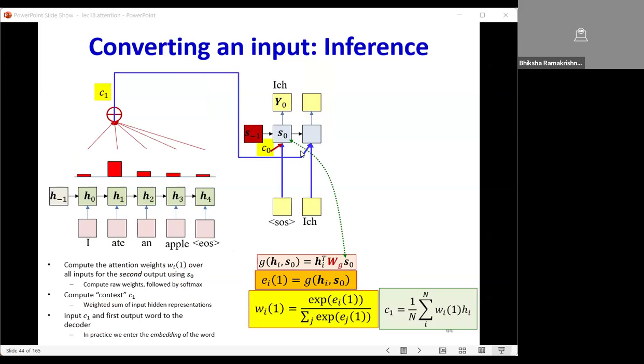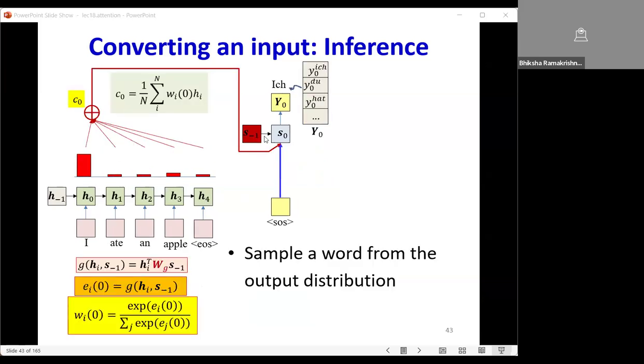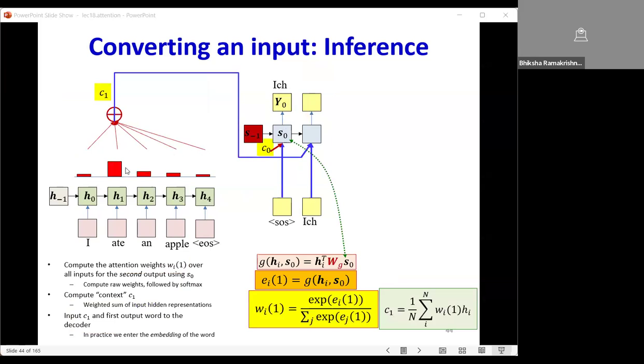Now, when you come to the next output time, you already have S0 available because S0 was computed in the previous time. So now S0 is going to be used along with these H's to compute a matrix inner product, which will give you a raw weight for each one of these terms. Those raw weights, the E's, are put through a softmax to obtain the actual weights for each of these H's. And then you can compute a weighted sum of these H's to get the next context vector. Observe, now the weights are going to be different than the previous time, right?